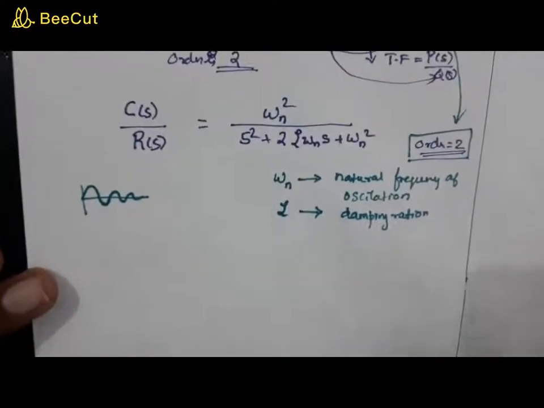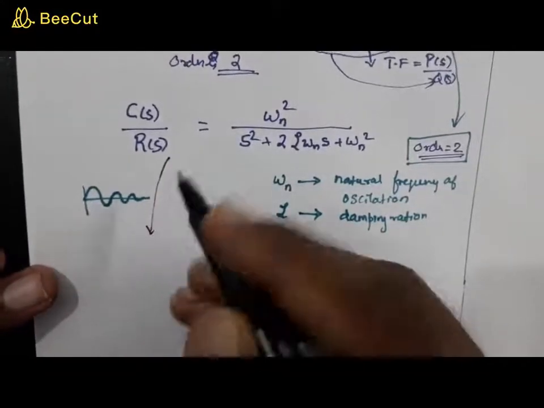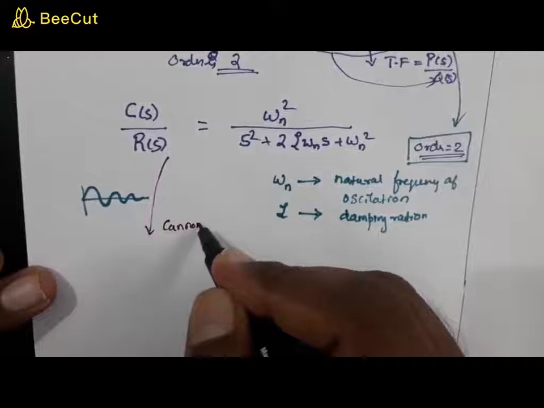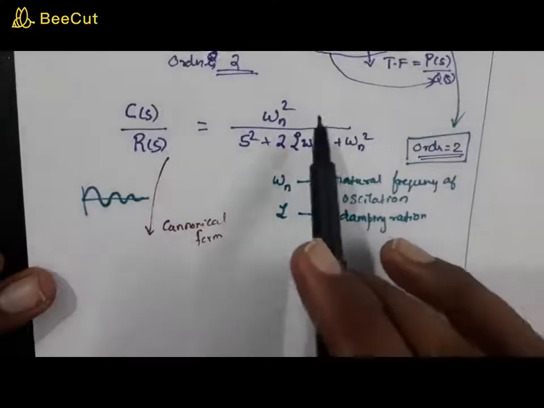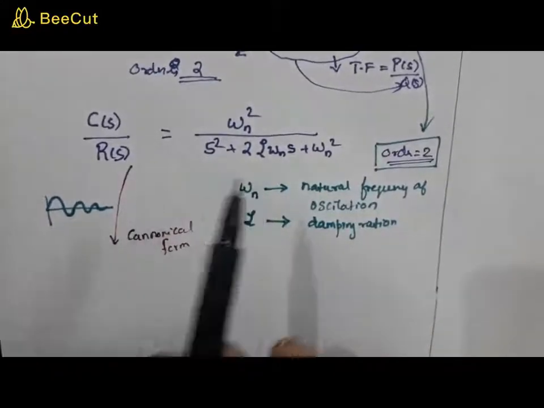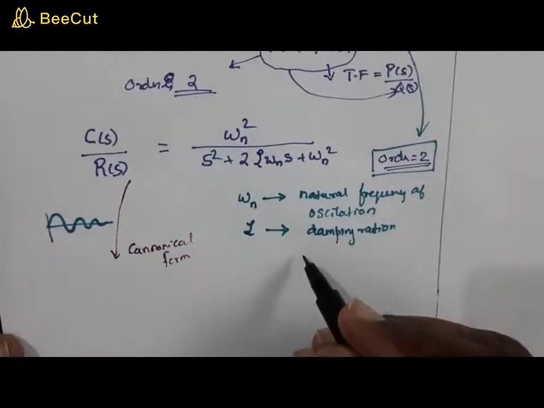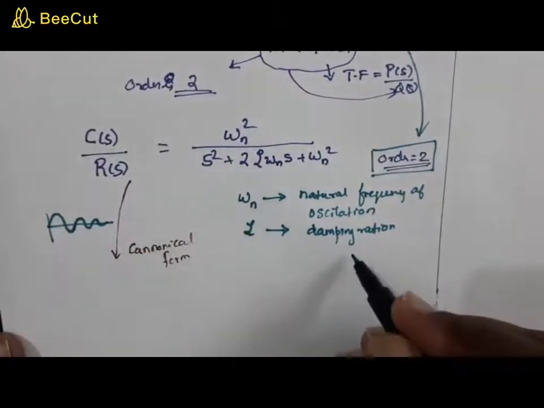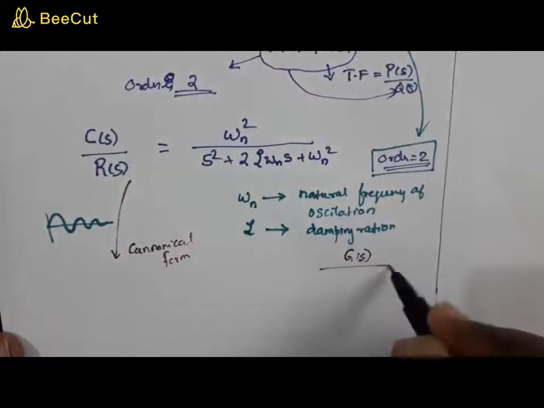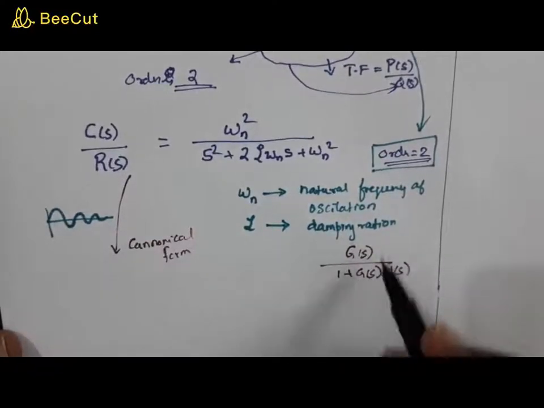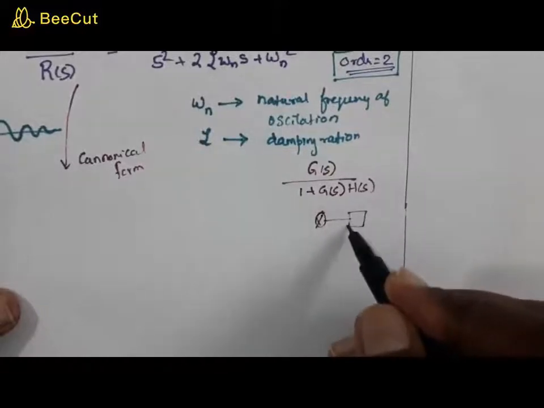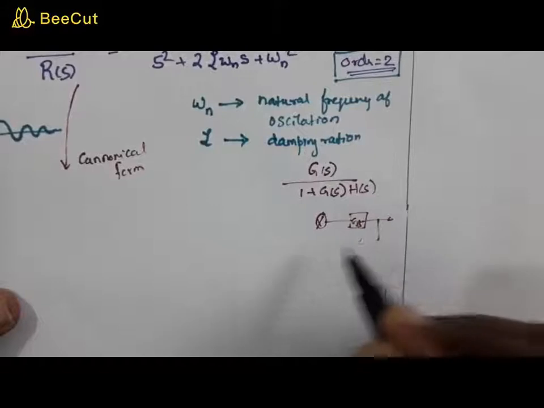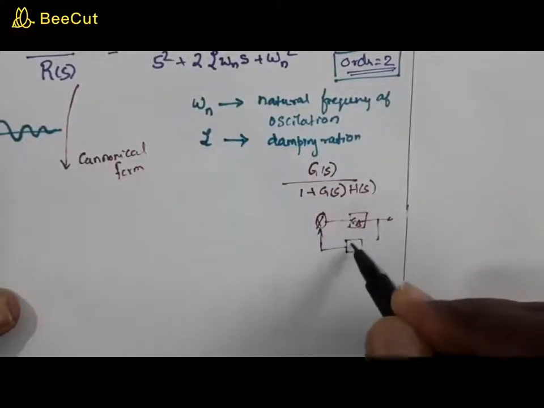Now, our next aim is to convert this transfer function into its canonical form, or the closed loop form. How can you realize this? From this transfer function, can you make it of the form G of S by 1 plus G of S H of S? If you can make it in this form, you can very well represent that system as shown here. There will be a feedback, and that will be H of S.